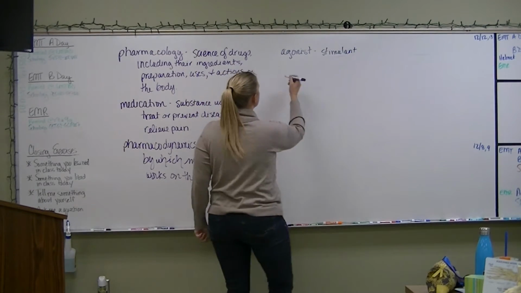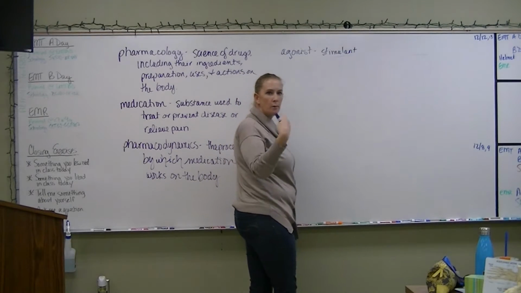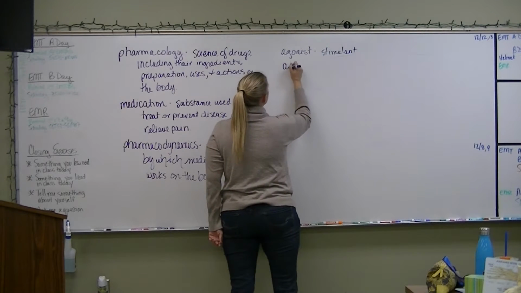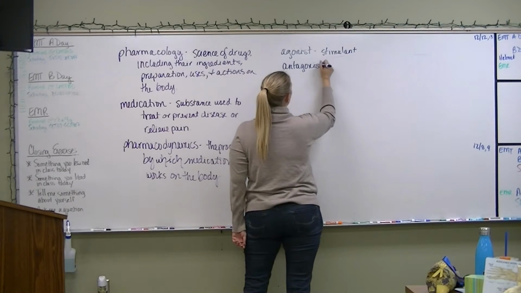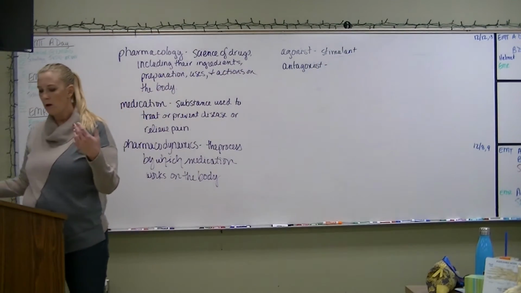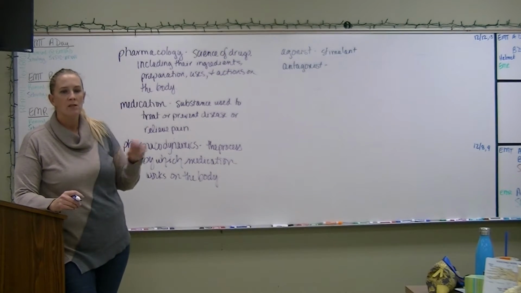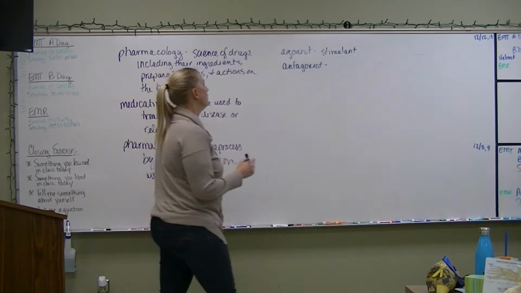A stimulant means that it causes your receptors to work better, faster, more. What is an antagonist? A suppressant? Yeah, it's a depressant. It causes your receptors not to work as well. So it binds to a receptor and blocks it from receiving a chemical message.